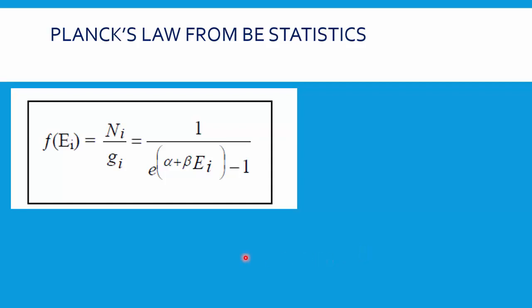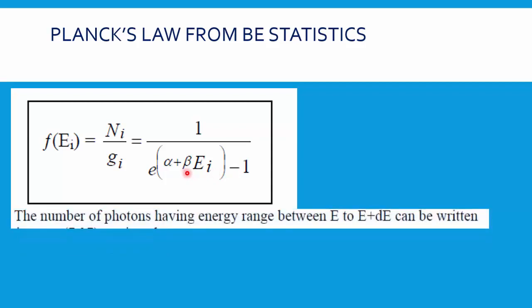Now let me recap Bose-Einstein statistics once again, where F is the distribution function, N is the number of particles, and g is the number of quantum states at every energy level. It is 1 by e to the power of alpha plus beta E i, where alpha is a constant, E i means E1, E2, E3, up to E n, the different energy levels. Beta is equal to 1 by kT and alpha is a constant.